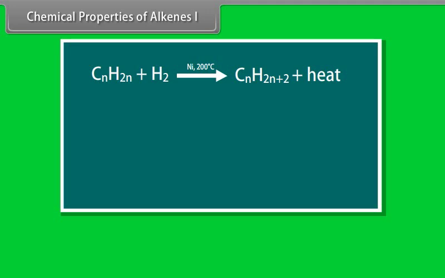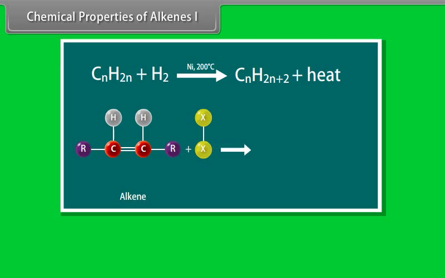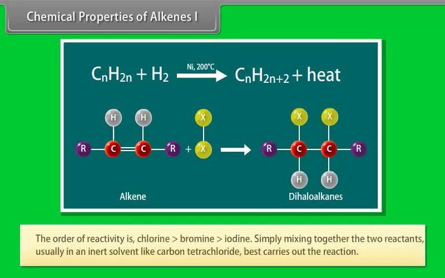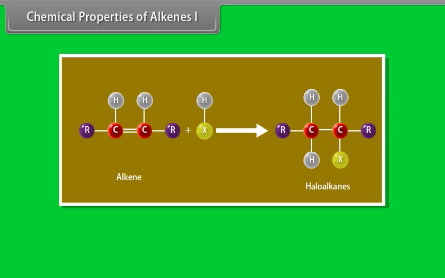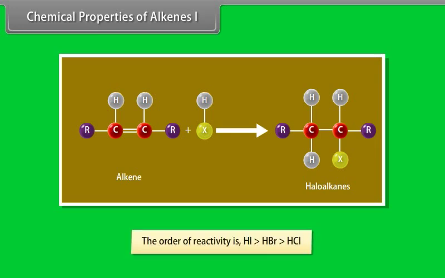Addition of halogens. Alkenes react with halogens to form dihaloalkanes. The order of reactivity is chlorine is greater than bromine is greater than iodine. Simply mixing together the two reactants, usually in an inert solvent like carbon tetrachloride, best carries out the reaction. Addition of halogen acids. Alkenes with concentrated aqueous solution of halogen acids give haloalkanes. The order of reactivity is HI is greater than HBr is greater than HCl.